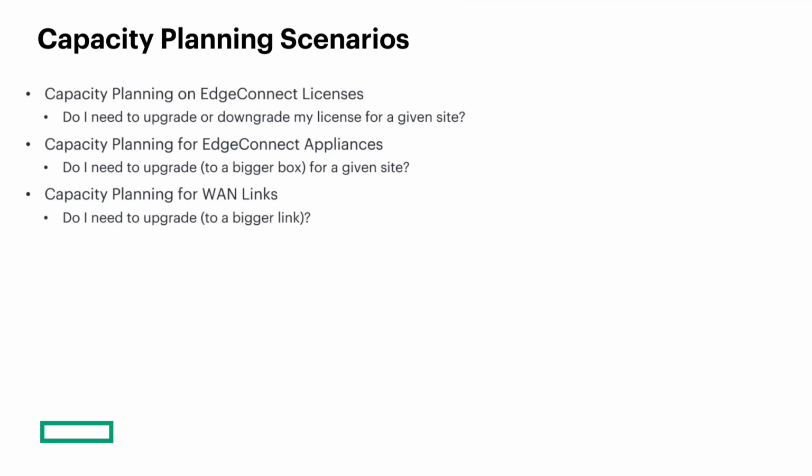The common one is I want to do capacity planning for WAN links. Do I need to go to my service provider and get a bigger link? This feature tackles the first two at the appliance level. It's not built to be a WAN link capacity planner.